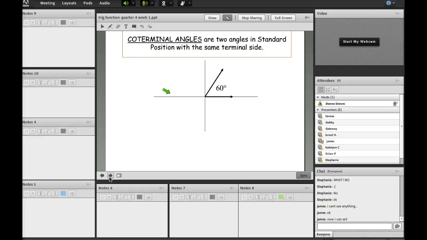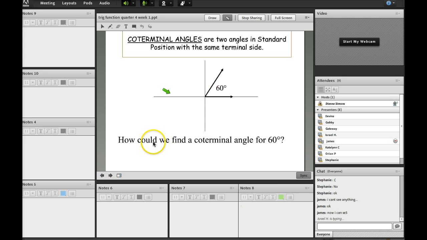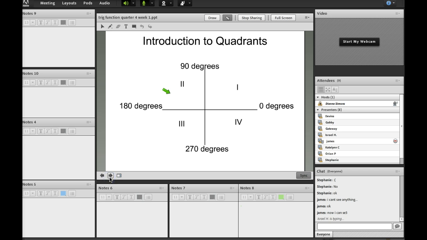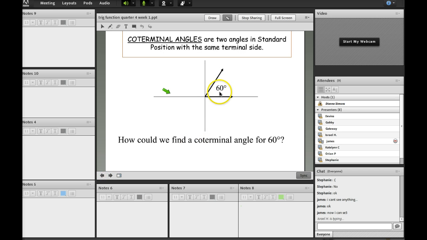Okay, so coterminal angles are two angles in the standard position with the same terminal side. So if this angle is 60 degrees, the coterminal angle for 60 degrees would be starting here, going all the way around here. So what's 360 minus 60? 300 degrees. Does that make sense? The coterminal angles always have the same terminal side.